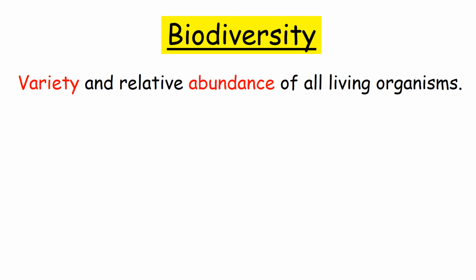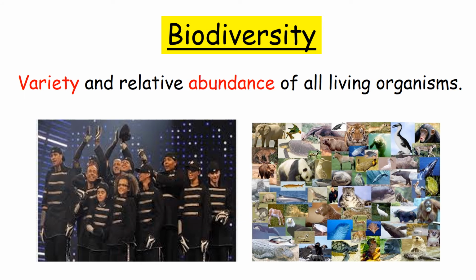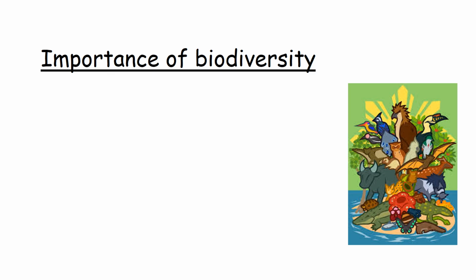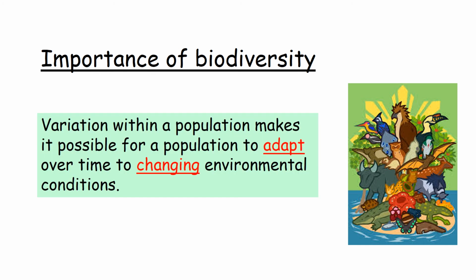So biodiversity then, is the variety and relative abundance of all living organisms. So abundance just means number. Biodiversity within a population is really important. Variation within a population helps it cope with changing environmental conditions. So what we mean by that is variety within a particular species means that if the environment changes, then that species has the ability to adapt to it.